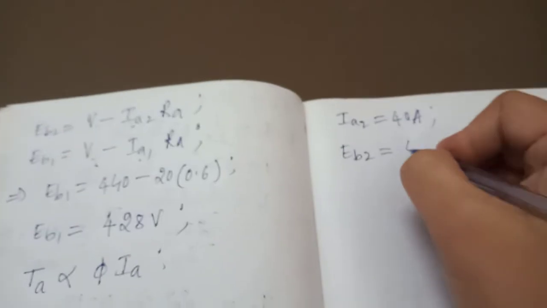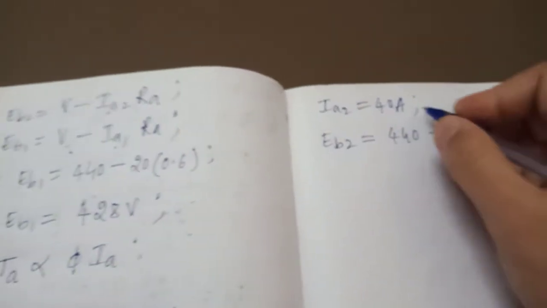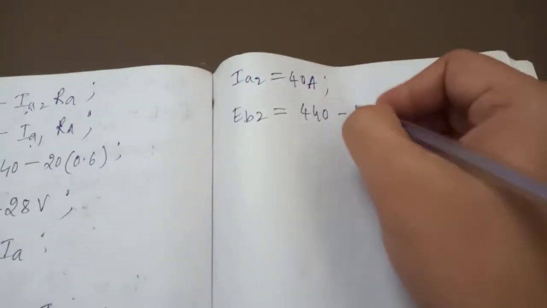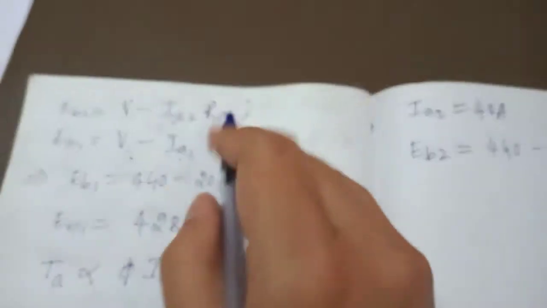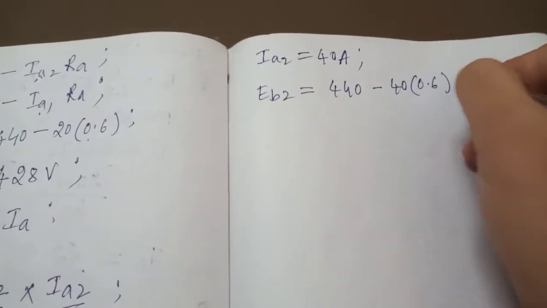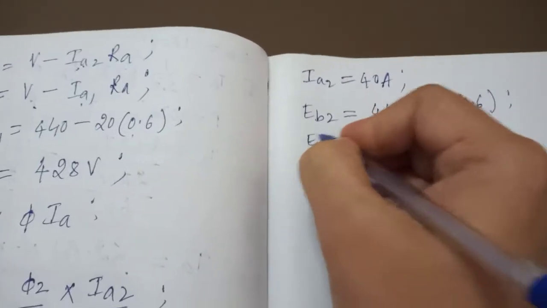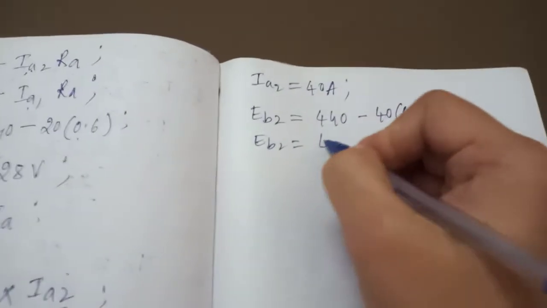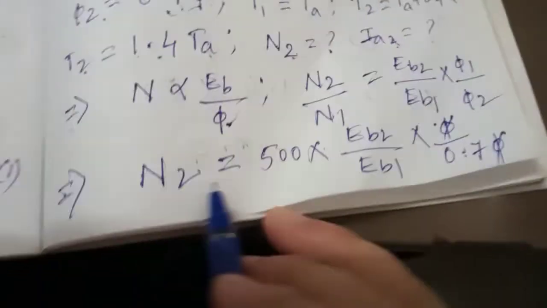EB2 is equal to 440 minus IA2, how much? 440 minus IA2 is 40 amps into, what is the RA value? RA value is 0.6 ohms. So EB2 value is equal to 416 volts. 416 volts.